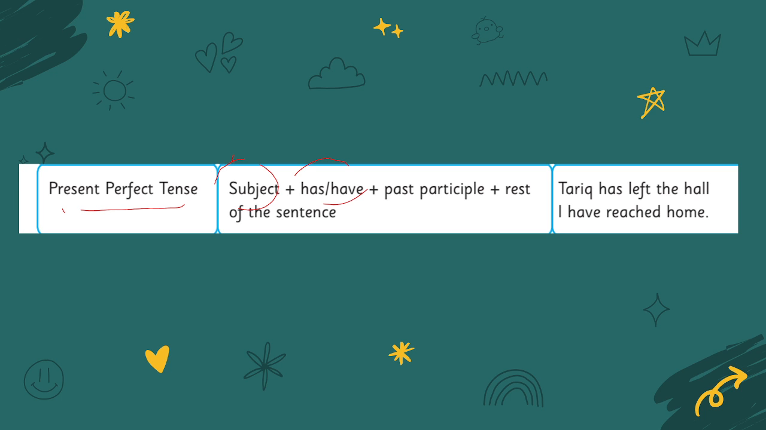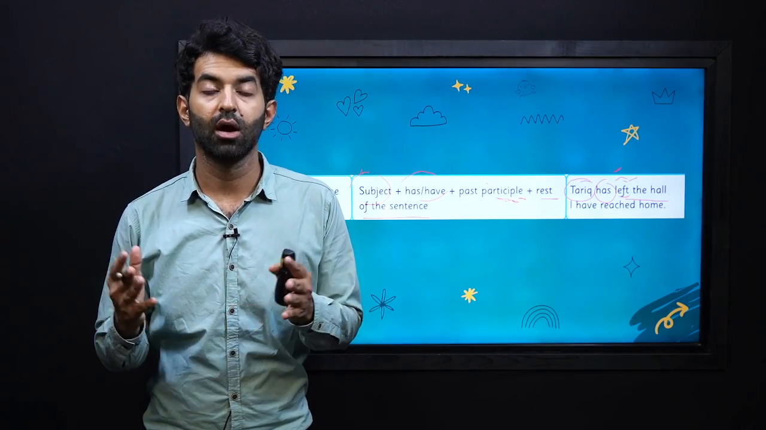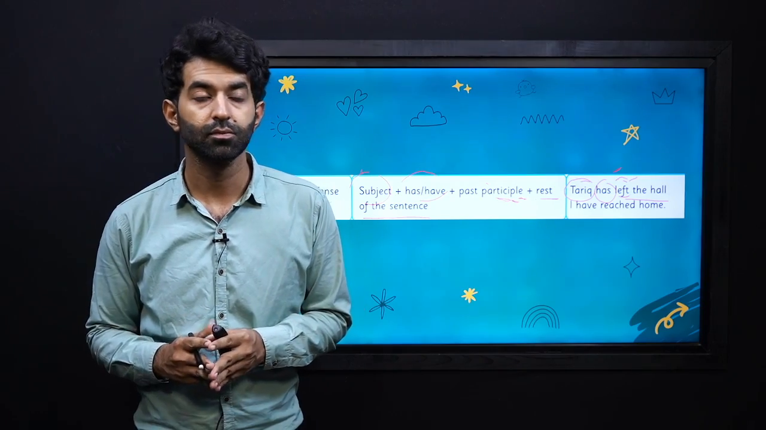Then you will add the past participle form of the main verb, plus the rest of your sentence. For example, Tariq has left the hall. Tariq is our subject, has is the auxiliary verb, and left is the past participle form of the verb leave. And this is what makes our present perfect tense.